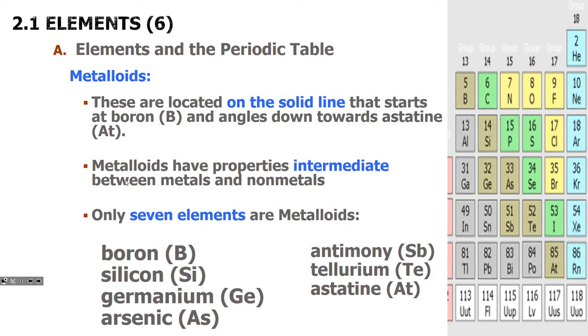The metalloids have properties intermediate between a metal and a nonmetal. And there's only 7 metalloids, and so they're listed right here. So make sure that you're aware of them.